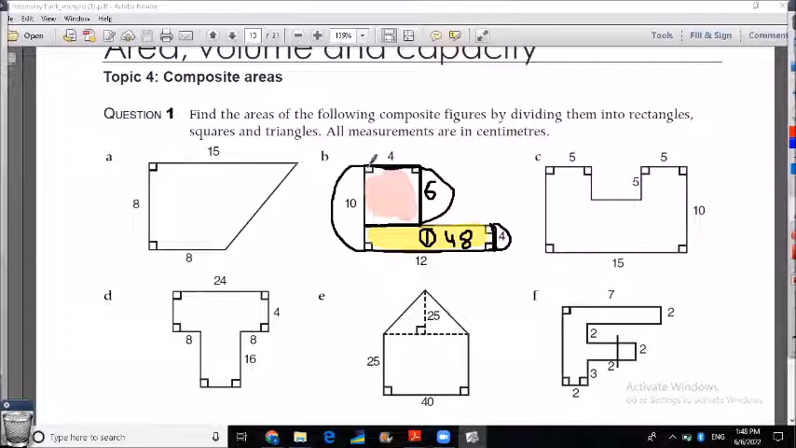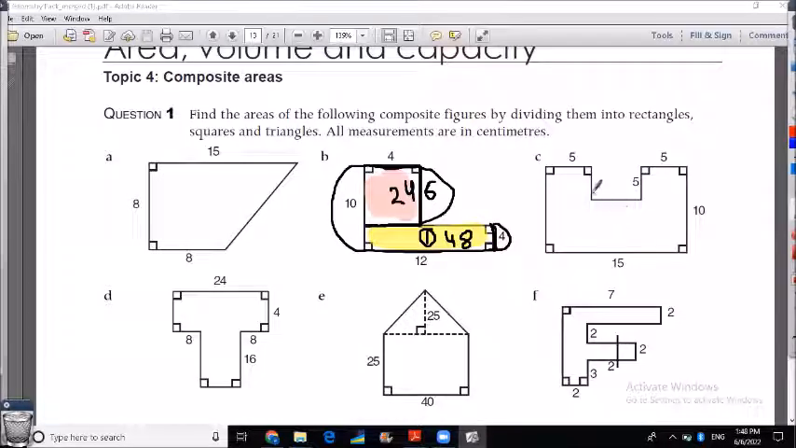This one is 6. Now I can get the area of rectangle 2. It is 4 by 6, which is 24. So the area of this rectangle is 24. Now adding them up is going to give you 72 centimeters squared, which is the area of the composite figure.